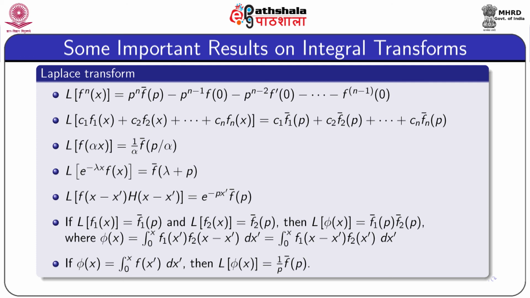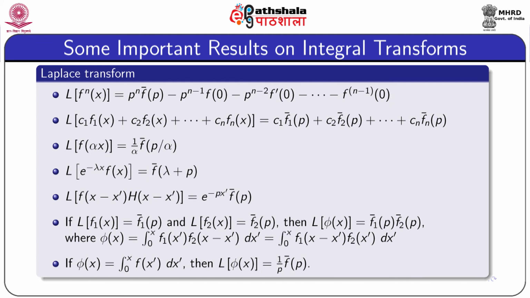And the fourth one is the shifting property. So, Laplace transform of e to the power minus lambda x f(x) equals f bar(lambda plus p). And the next property shows that Laplace transform of f(x minus x dash) into h(x minus x dash) is equal to e to the power minus p x dash into f bar(p), where h(x) is the Heaviside function.